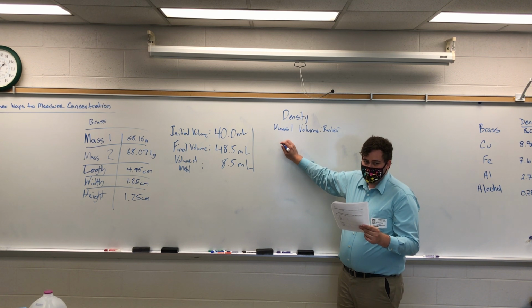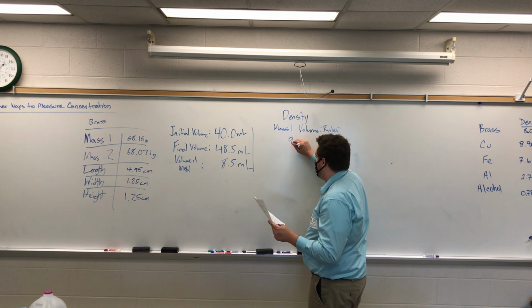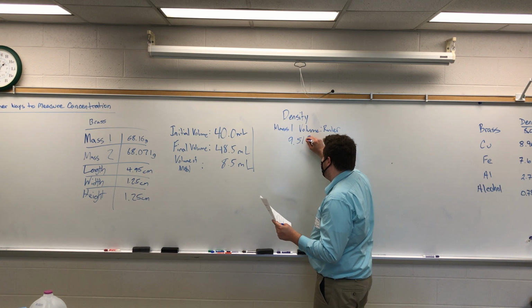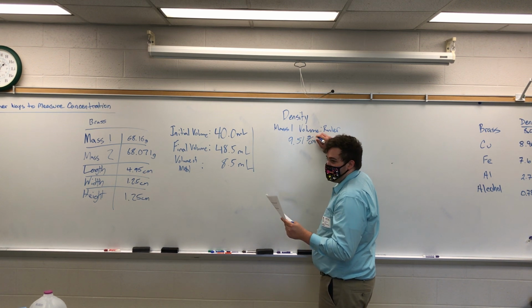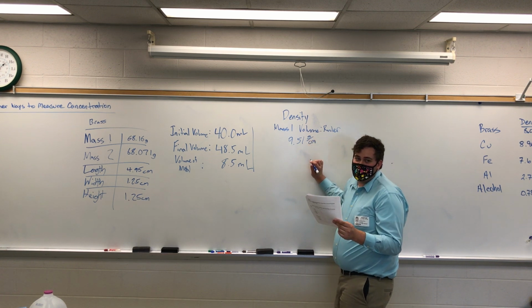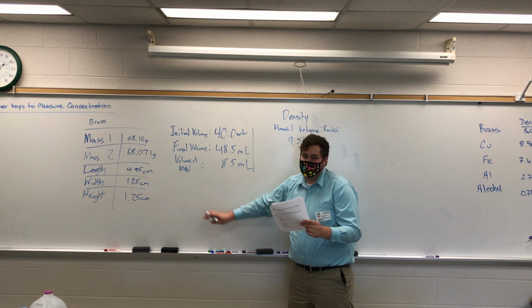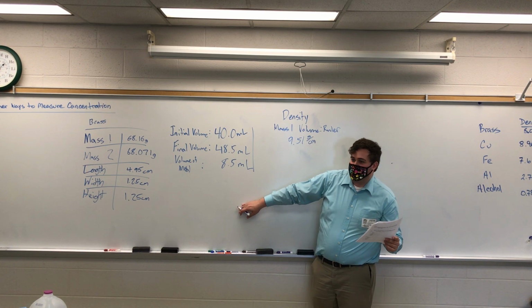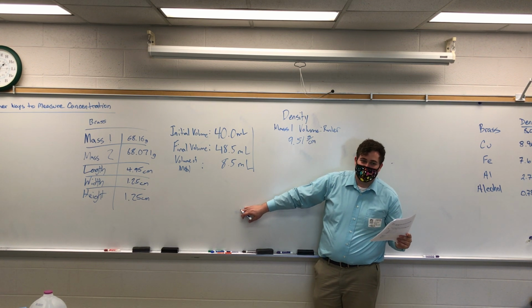I got 9.51 grams per centimeter. 9.51 grams per centimeter what? Squared. Squared? Think about it. You got length, width, and height, right? How many different measurements are we working with today? Cubed, there you go.